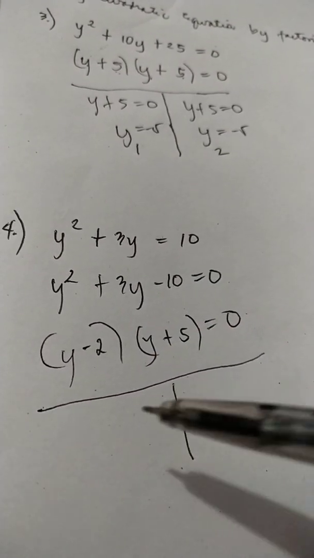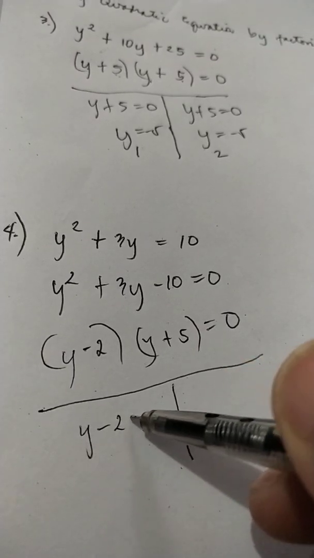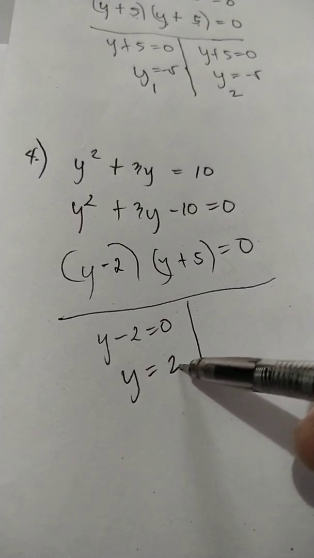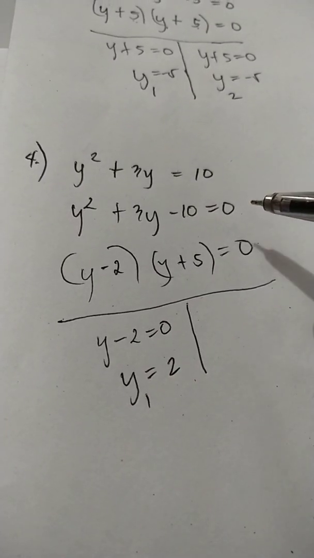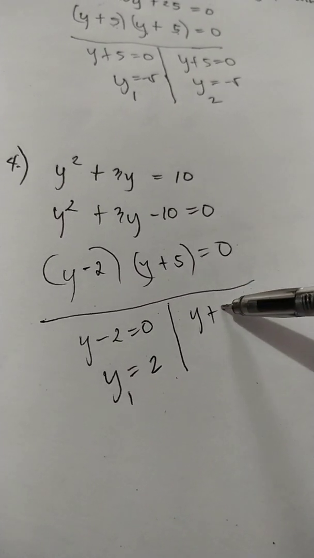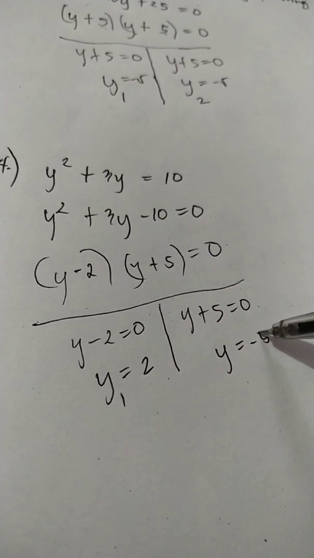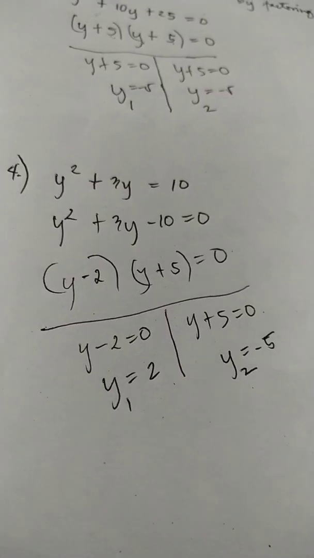Then we equate each factor to 0. Y minus 2 is equal to 0. Y is equal to positive 2. Our y sub 1 is positive 2. Y plus 5 is equal to 0. Y is equal to negative 5. Our y sub 2.